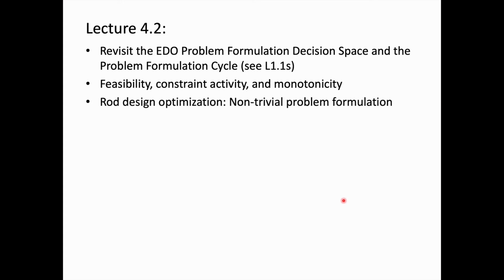Then we're going to learn about concepts including feasibility, constraint activity, and monotonicity. These are important in understanding formulation analysis and the overall formulation decision space and the problem formulation cycle. Finally, we're going to go through an example problem. This is an engineering design optimization problem that involves a structural rod, and it's a nice simple problem that gives an example of what we call a non-trivial problem formulation.